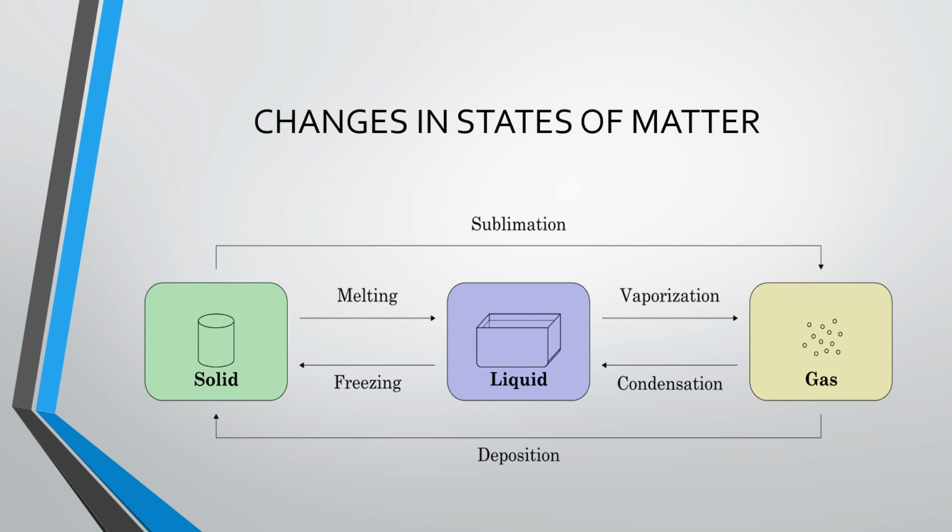In some cases, a solid can be directly converted into a gas, and this process is called sublimation, and the reverse, that is, the gas can also be directly converted to solid, and this is called deposition.